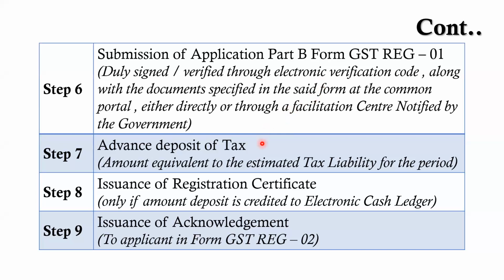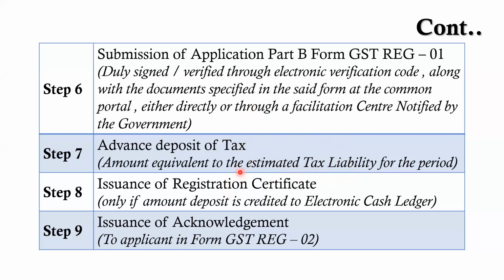In the next step, after filling Part B, there is the advance deposit to be made, that is the equivalent amount of the estimated tax liability for the period. This estimation part I will discuss with you further. Let's first understand the steps.